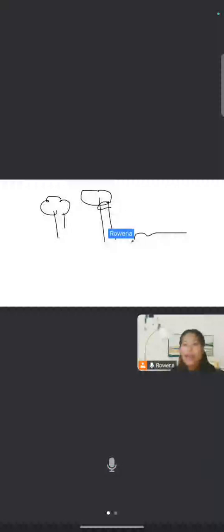Now, yamang gubat. Ano naman ang nabibilang sa yamang gubat? Ang nabibilang sa yamang gubat ay mga malalaking puno, mga kahoy. Okay, let's draw a tree. Ito ay nabibilang sa gubat. Next, mga snake. Ito ay nabibilang sa gubat. Mga tiger, ito ay nabibilang sa gubat at iba pang mga hayop.